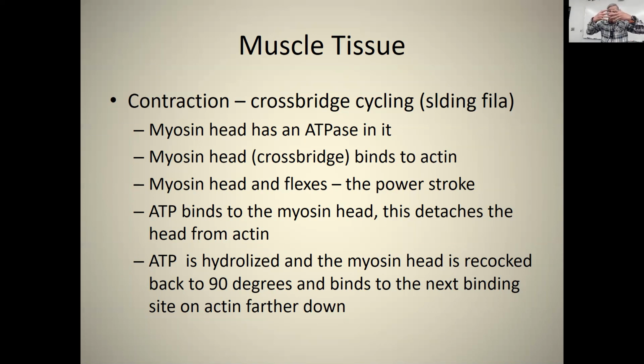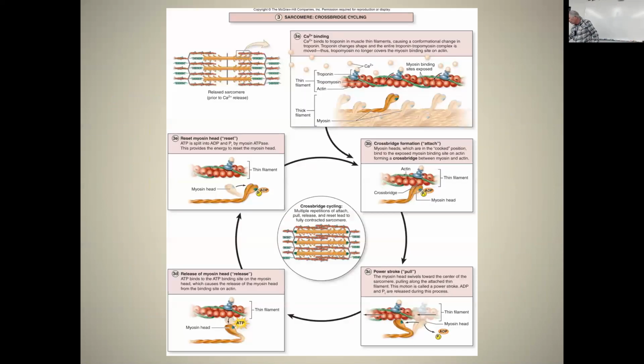And this causes the thin and thick filaments to slide past each other. And hence the term sliding filament theory. And this is called cross bridge recycling. So calcium binds to troponin in muscle thin filaments, causing a conformational change in troponin. Troponin changes shape, and the entire tropomyosin complex is moved. Thus, tropomyosin no longer covers the myosin binding sites on actin.